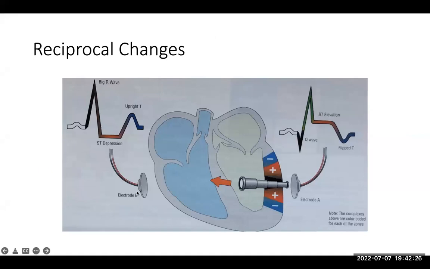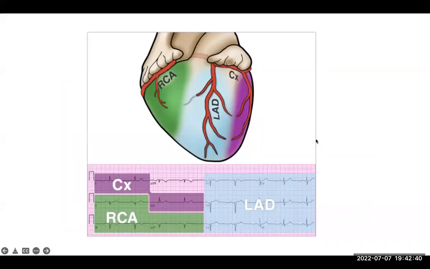The other concept I want to discuss is, sorry, there was a bit of a recording in the background. That's why you're hearing that. Now, the most important thing is a concept called reciprocal changes. When you have an ST segment elevation, sorry.